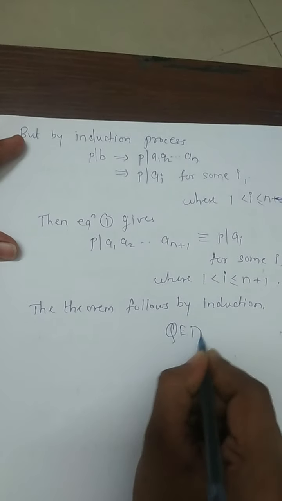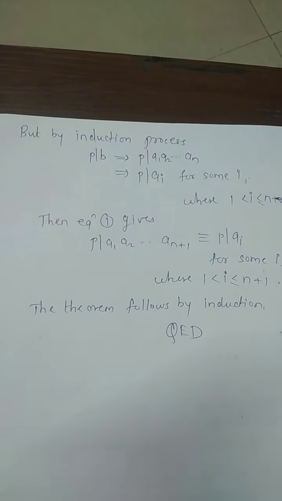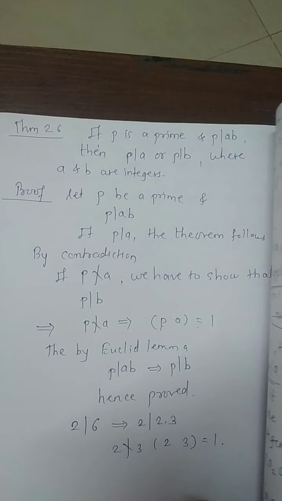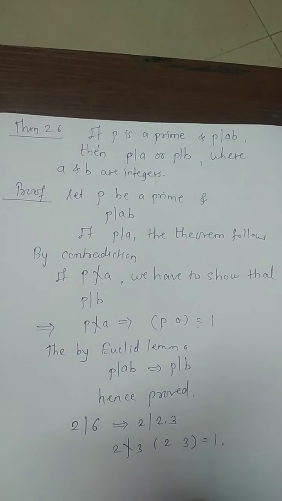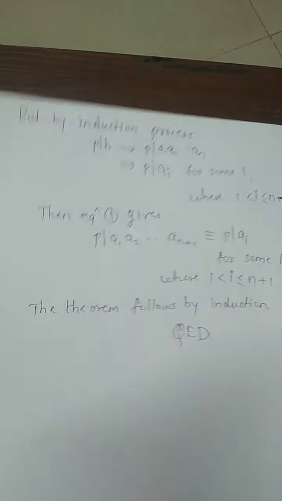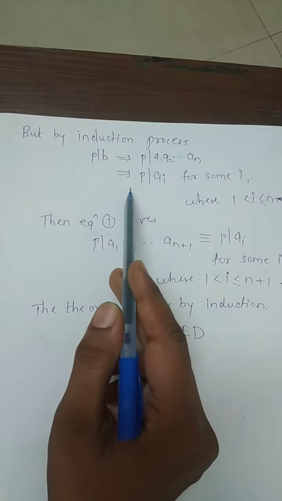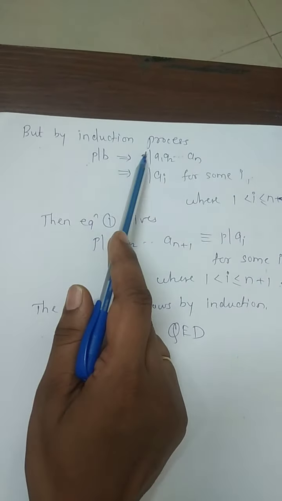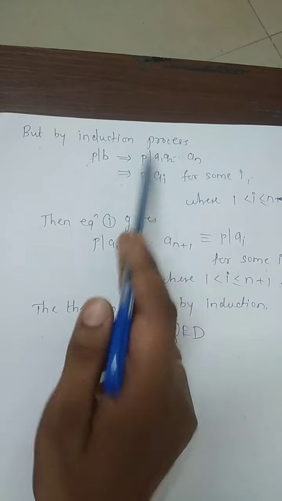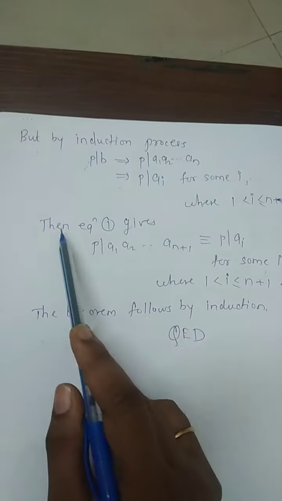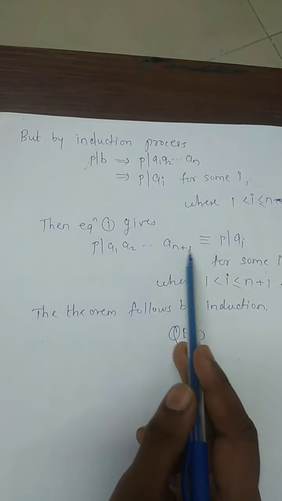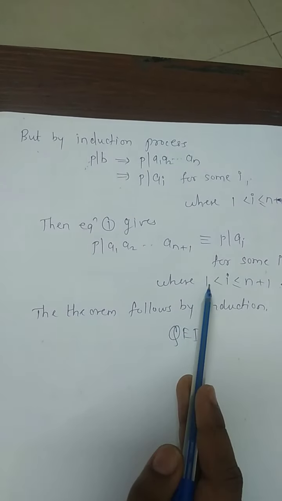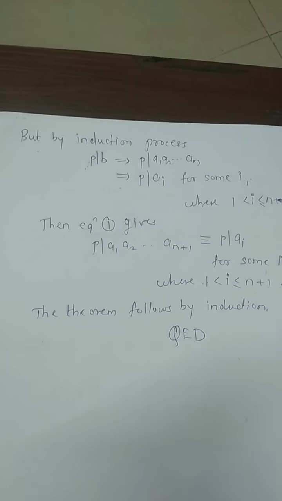Understood? What did we do? For n is equal to 1 we proved it, then for n is equal to k we assumed it. Instead of k, we have taken n here. And then for n plus 1 we proved this statement by using our assumption that for n is equal to k it is true. By induction hypothesis P divides B, meaning P divides one of these. So from equation 1, P divides A1, A2 up to An plus 1, P divides any one of them. What does this mean? Where does i vary from and to? i varies from 1 to n plus 1, and hence we have proved it.